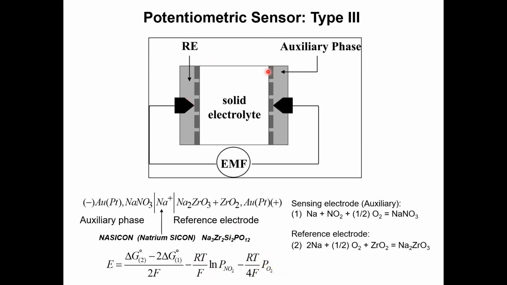But the beauty of this type 3 is that if you want to use the same electrolyte and want to detect CO2, for example, then you can use sodium carbonate as the auxiliary phase. Or if you want to detect SOX, for example, you can use sodium sulfate as the auxiliary phase and use the same electrolyte.